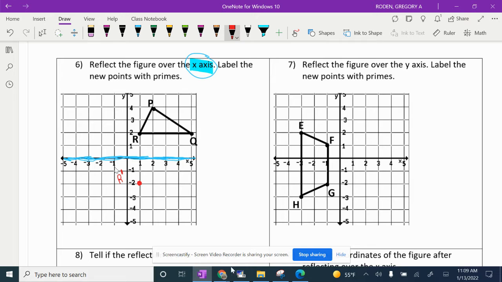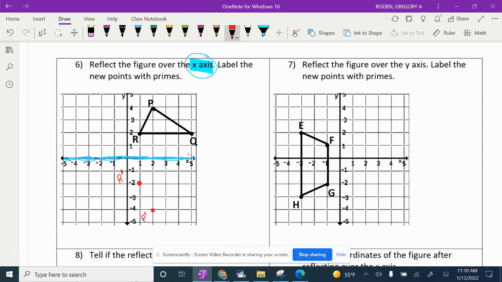Yep, got to do the x-axis. That's why I had you highlight the x-axis, Finn. Okay, now the same thing with P. P is 4 units up from the flip line. So P prime is going to be 4 units down from the flip line. 1, 2, 3, 4. Let me do that in red. So it's going to be right here. P prime is going to be down here. Y'all see that? Any questions?